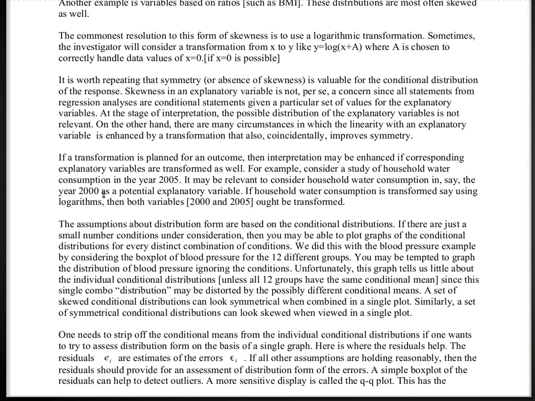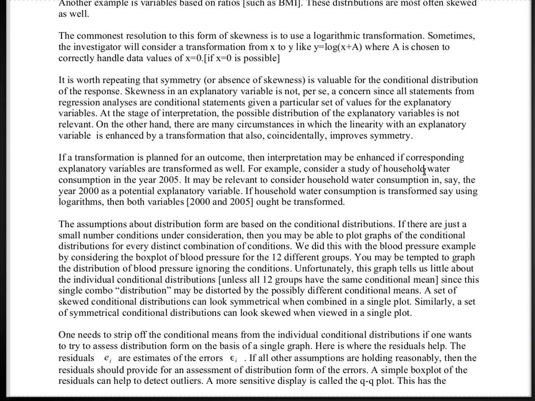So it is almost always the case that if one is considering, say, for example, a logarithmic transformation of consumption here in the outcome variable, that one would also transform the explanatory variable. Again, that means that the interpretation of the outcome in terms of the explanation will be enhanced if in fact both are transformed. This is an important issue. All right.